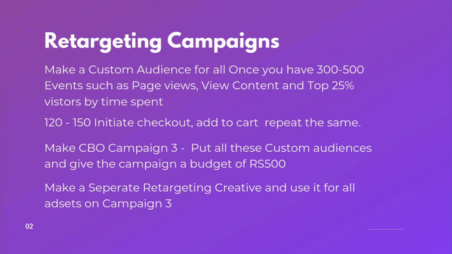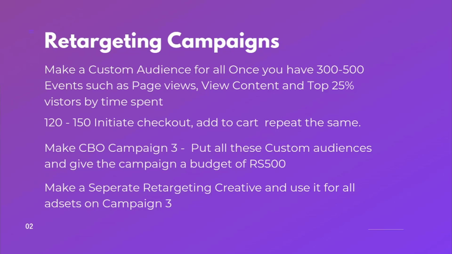So what you need to do is make a custom audience, once you have 300 to 500 events such as page views, content views, and top 25 visitors by time spent. If you go to Facebook audience manager, inside the audience manager you will see something called custom audience. You can make a custom audience once you have 300 to 500 events. So how will you see events? There is something called event manager on Facebook. If you go to event manager, there it will show page views, content views, and the top 25 visitors by time spent. It all will be written here.